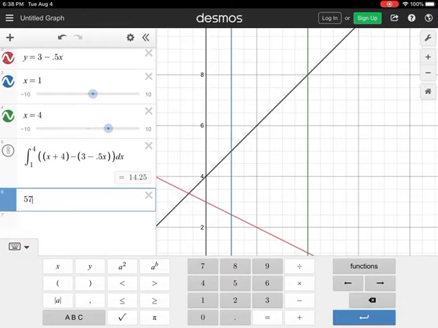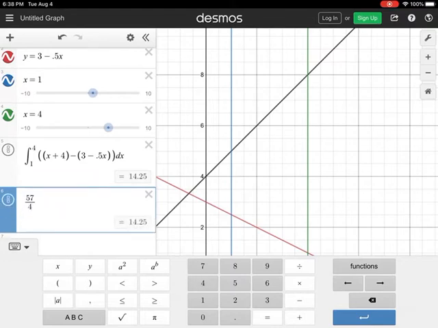57 divided by 4. Oh, that's better. 14.25. So you can use Desmos to actually set up an integration problem, and I actually encourage you to do that. In WebAssign, you're usually going to have to give algebraic answers, but you can then calculate those algebraic answers and convert them into decimals to see if you got the work correct.